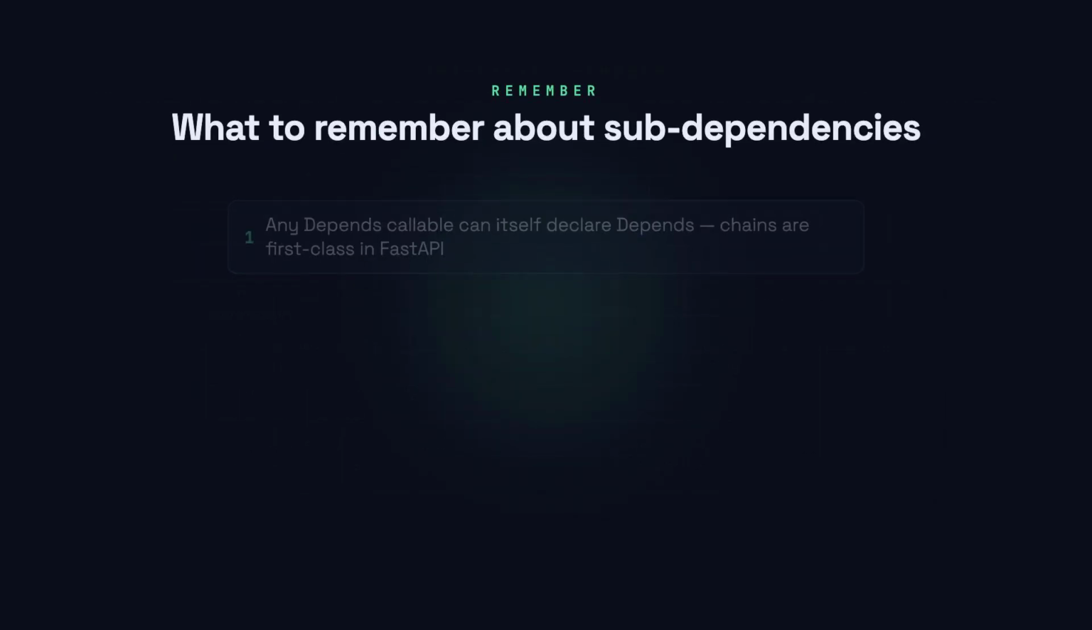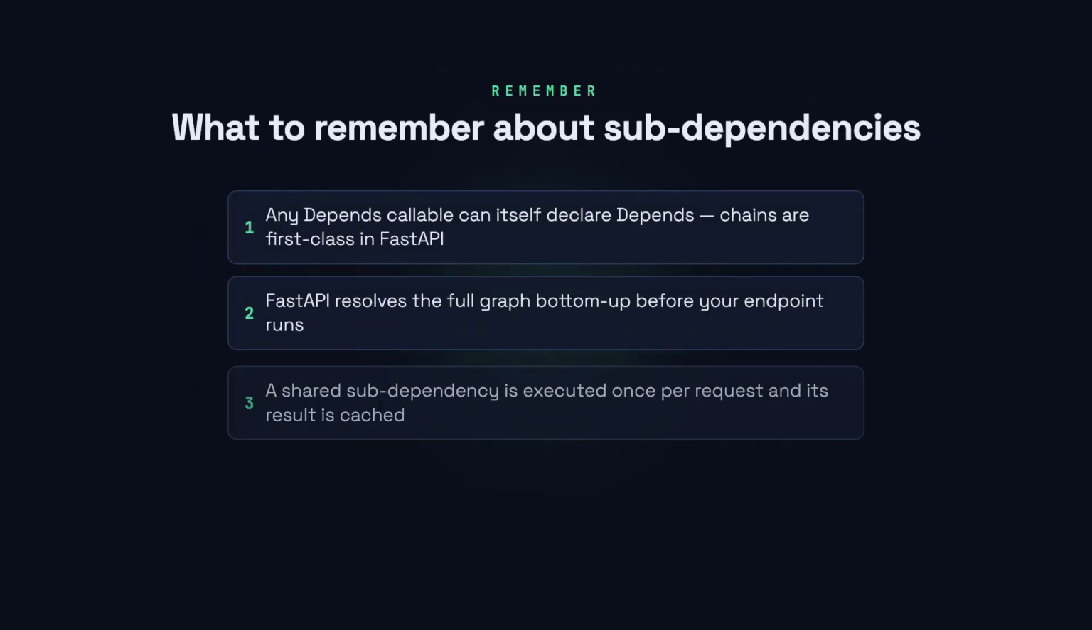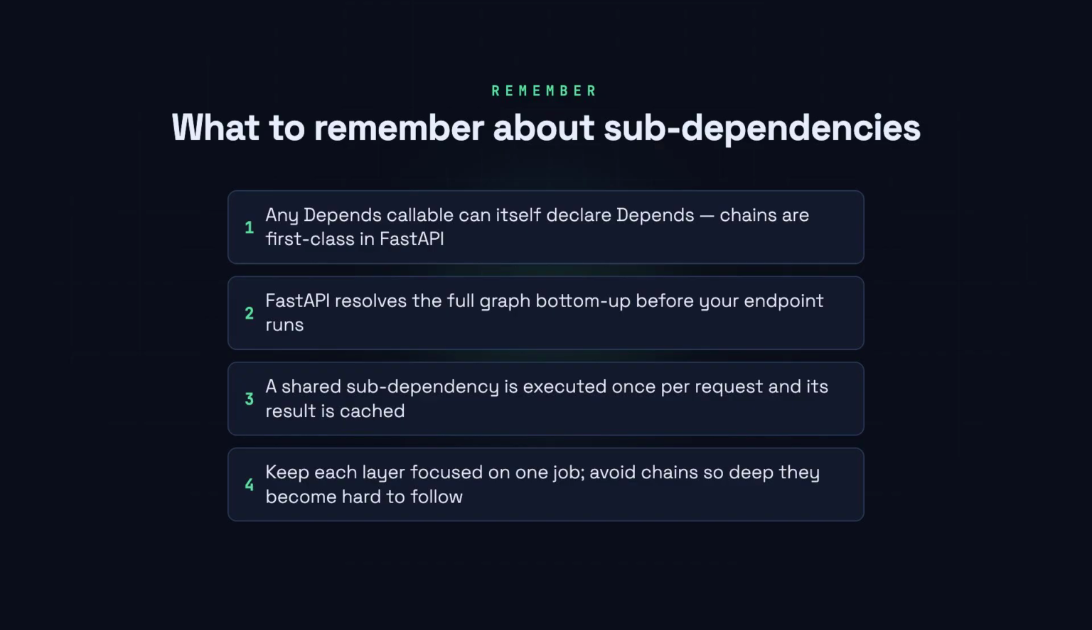To summarize, sub-dependencies let you compose small single-purpose functions into rich behavior without duplicating logic across endpoints. FastAPI handles the graph resolution and caching automatically. The discipline to maintain is keeping each layer genuinely focused and not building chains so deep that they become harder to read than the code they were meant to simplify.